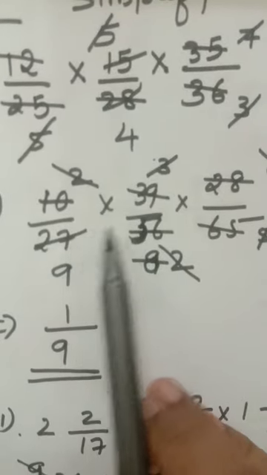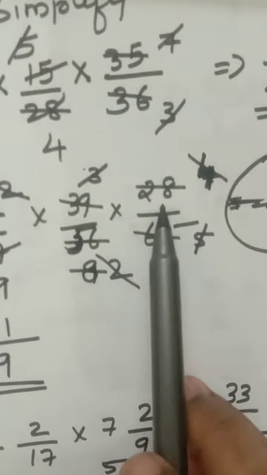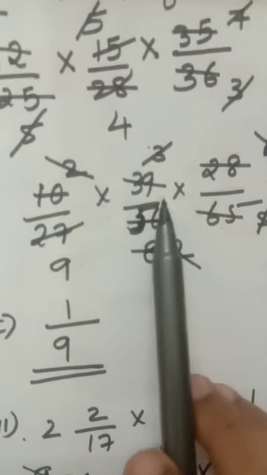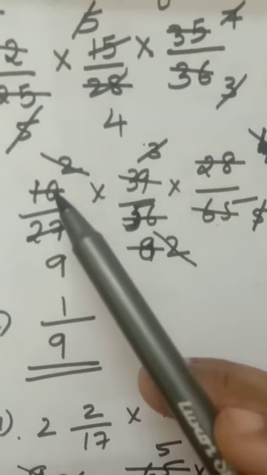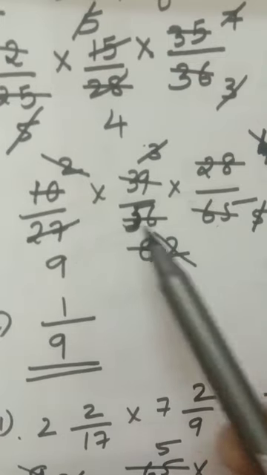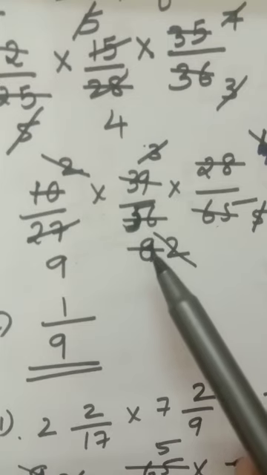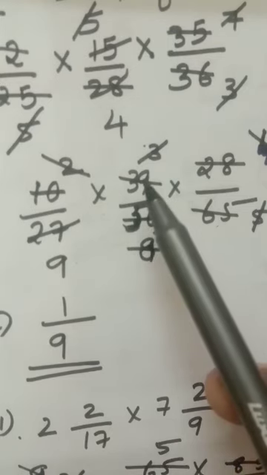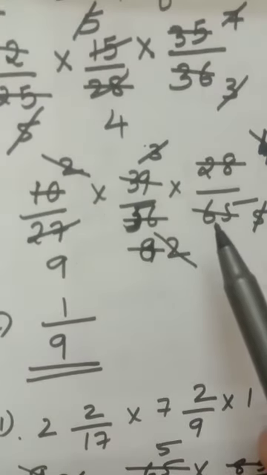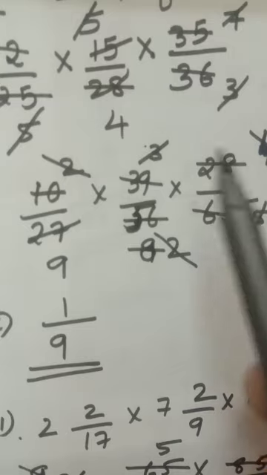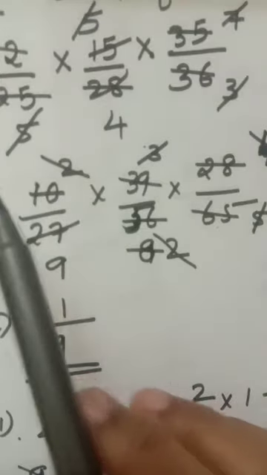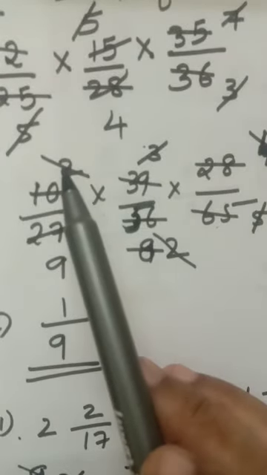Next, 10/27 into 39 divided by 56 into 28 divided by 65. Cut out. Cut out means, children, numerator and denominator. Check whether any common number table is coming or not. After that you can cut out. The 13 table, 39 and 65 coming. 13 3s are 39, 13 5s are 65. 3 and 5 coming. Again you can cut out 5 and 10. 5 table, 10 is coming. 5 2s are 10.